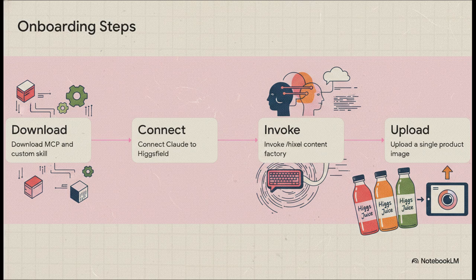And fourth, upload your product. For our explainer today, we're actually using a test product called Higgs Juice. It's a 100% natural fruit drink coming in watermelon, orange, and kiwi flavors. You just upload a single image of these glass bottles, and boom, your onboarding is done. The AI now completely understands your brand's product.